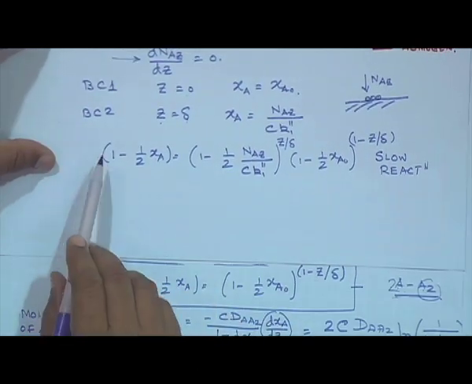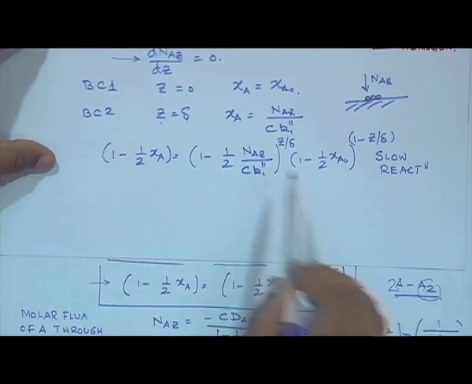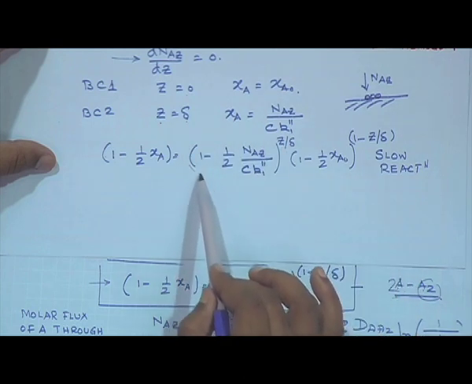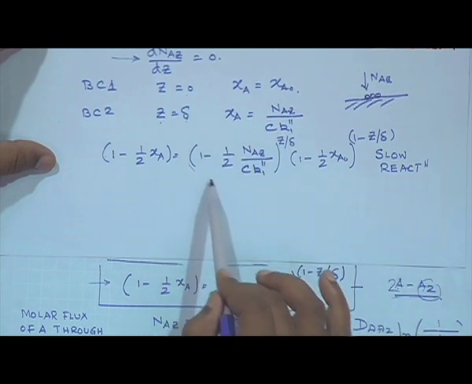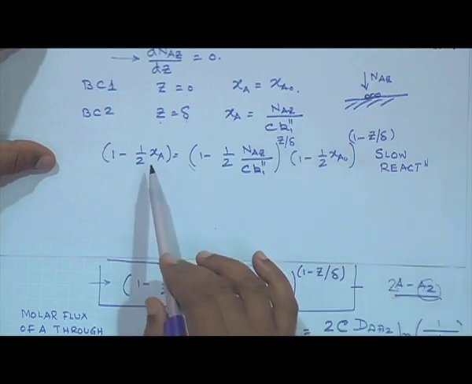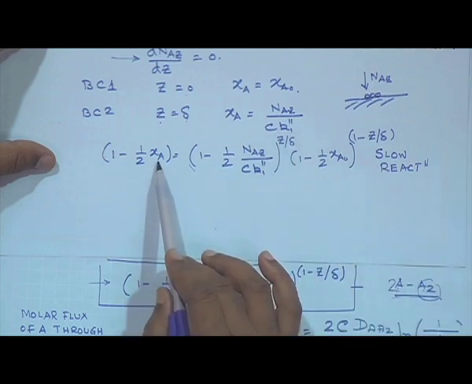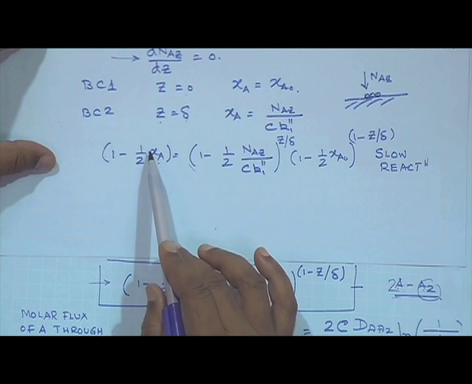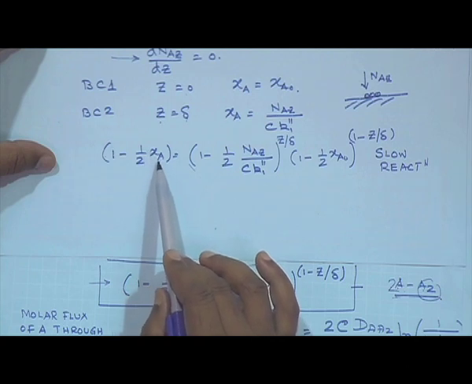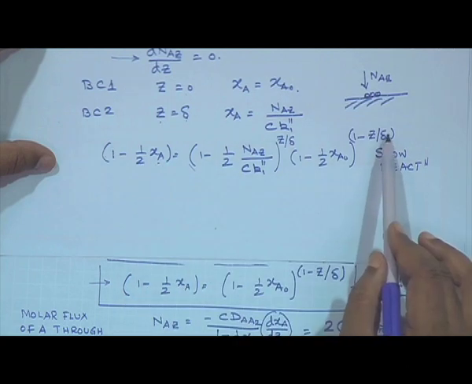So, compare these two and you would see that an additional term appears in the expression of the concentration distribution, or the variation of mole fraction, as a function of z.